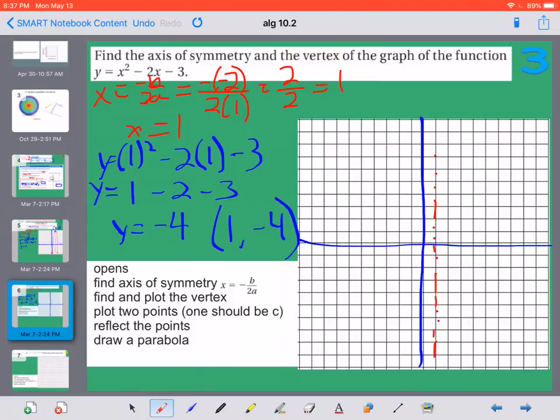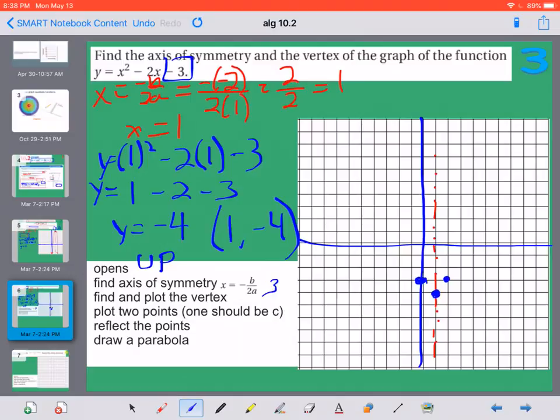The vertex is at 1, -4, so over 1, down 1, 2, 3, 4. That's the vertex. Our C, our y-intercept, that's at -3. So I know my parabola is going to go through -3. This one is actually going to open up because A is positive. Axis of symmetry is 3.